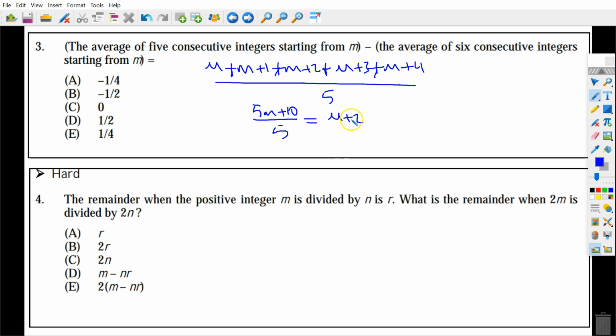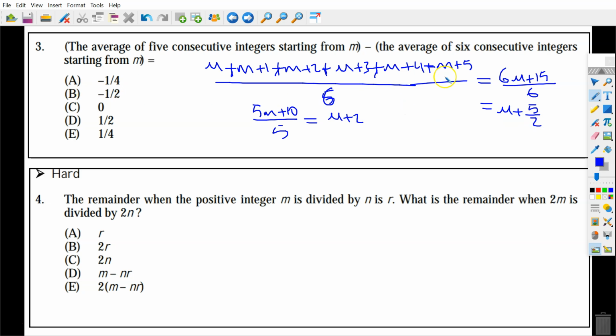So that's the average of 5 consecutive integers starting from m. All right, so in this case, it says also average of 6 consecutive integers, which means I'm going to be adding another consecutive integer, which is m plus 5, and divide this sum by 6. And that's going to be equal to 6m plus 15 divided by 6. If I simplify it, it'll be equal to m plus 5 over 2.